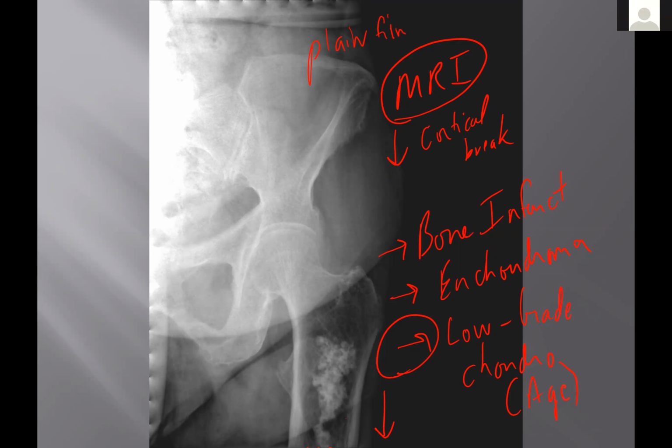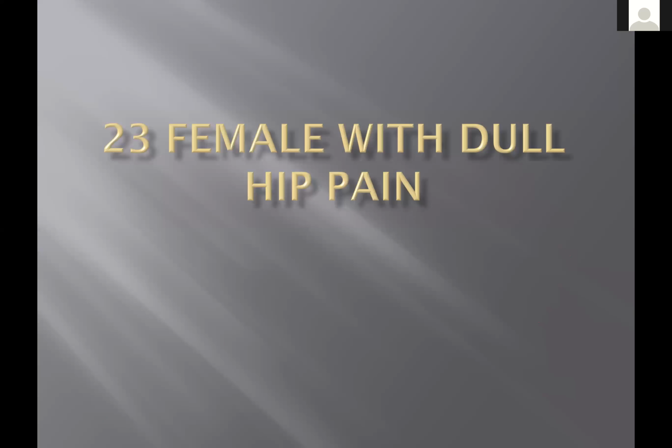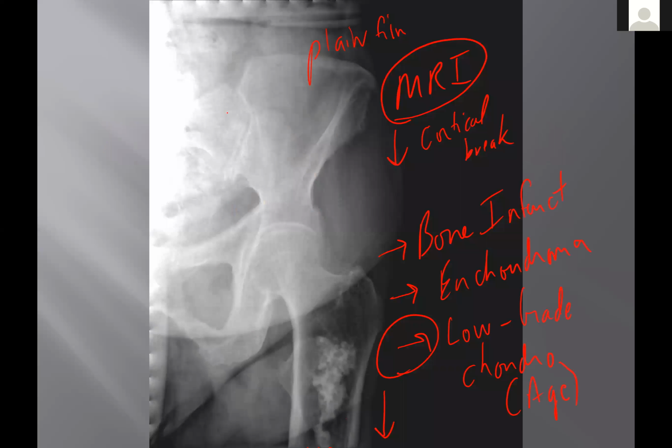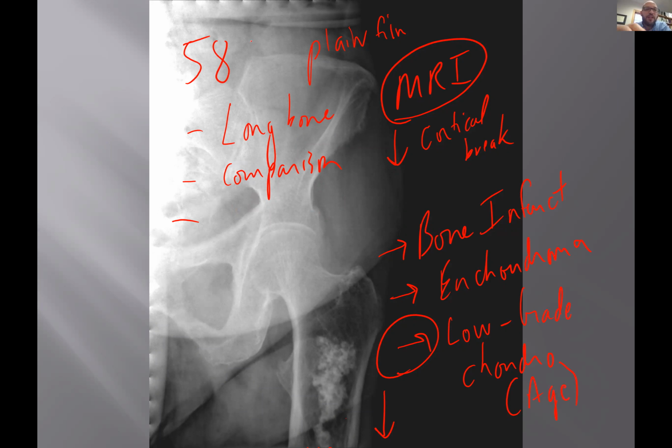So you could hit me on that. Comparison of the other hip and a long bone of the femur as well. Okay, a long bone. A comparison. And then what if you wanted to know if this has been there a long time? So they're 58. It's not out of the question that they might have some old film.